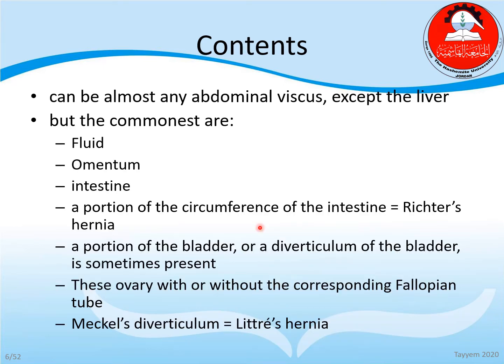The content of the hernia can be variable, could be a viscus or any abdominal viscus apart from the liver. The common contents are fluid, omentum, and small bowel. Part of the bowel wall could be included in the hernia, and that's called Richter hernia. Part of the bladder as well, called diverticulum of the bladder, the ovary, the fallopian tube. Meckel's diverticulum is by definition Littre's hernia.